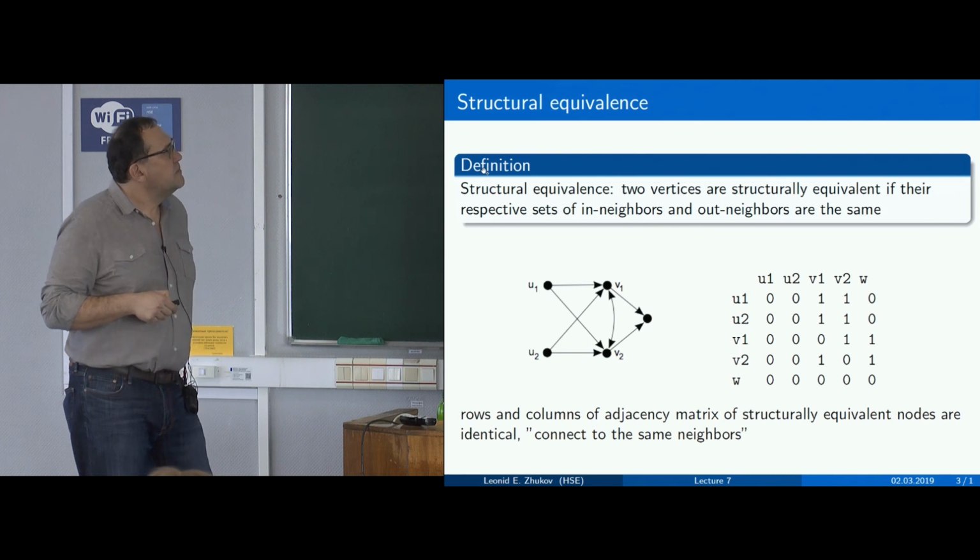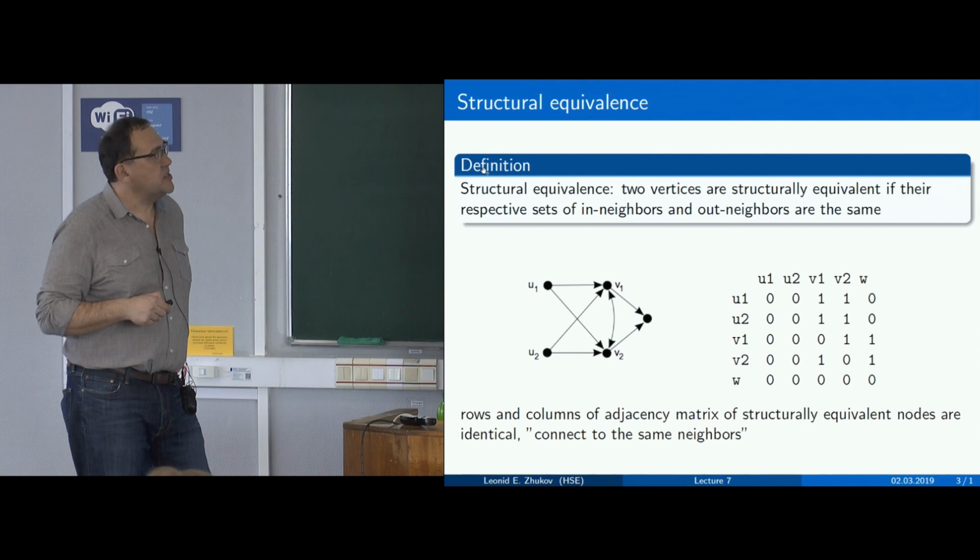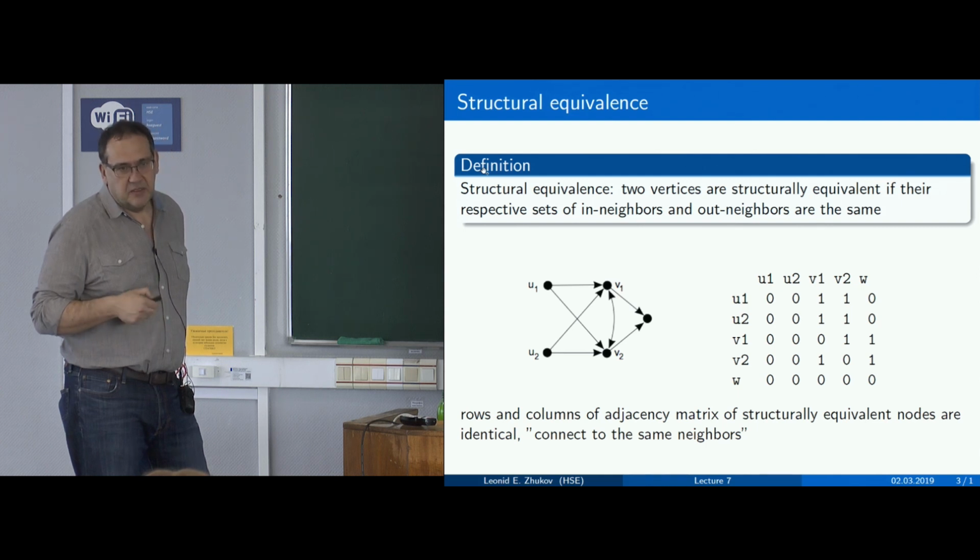What other nodes? And so these two nodes, based on this definition, are structurally equivalent. In fact, when the nodes are structurally equivalent, the rows and columns of the adjacency matrix will be identical, right? Because those rows and columns encode connectivity.